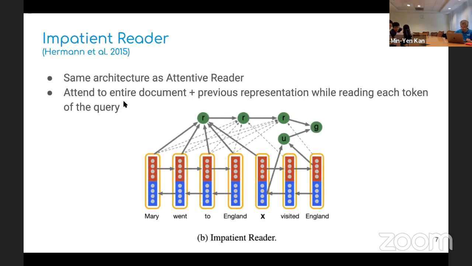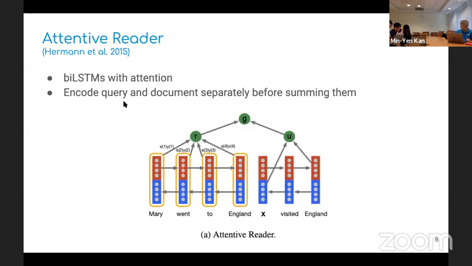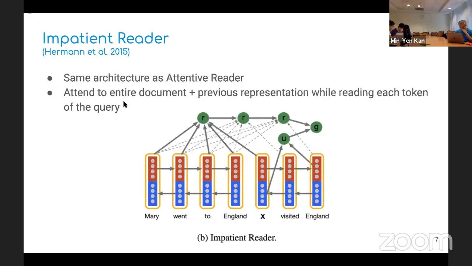So they propose another model they call the impatient reader. It's similar to the attentive reader, but like the previous one, they encode the entire query and the entire document, and then they just add them together, right? But for this one, when they read each token of the query, they attend to the entire document. So each of these is the attention for this token in the query, and this is the attention for this token in the query, and then after that they also do the same thing.